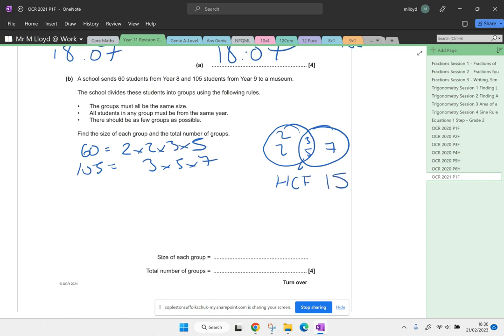So we're going to have group sizes of 15. And then 165, which comes from 105 plus 60, is going to be divided by 15, and that gives us 11 for the total number of groups. So we have 11 for that.